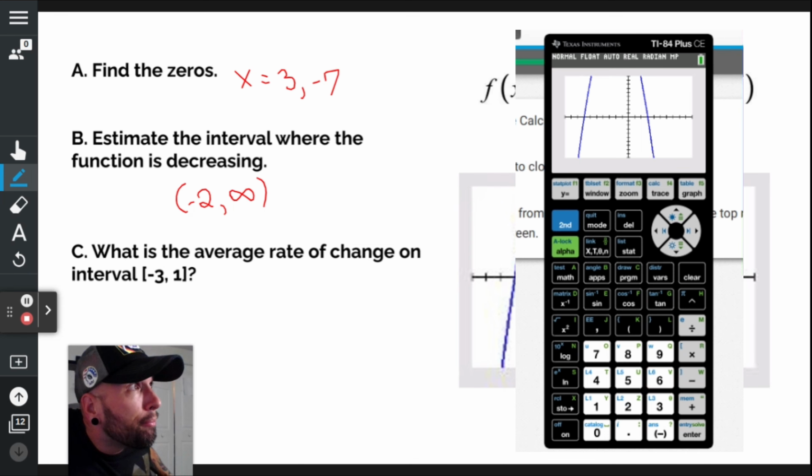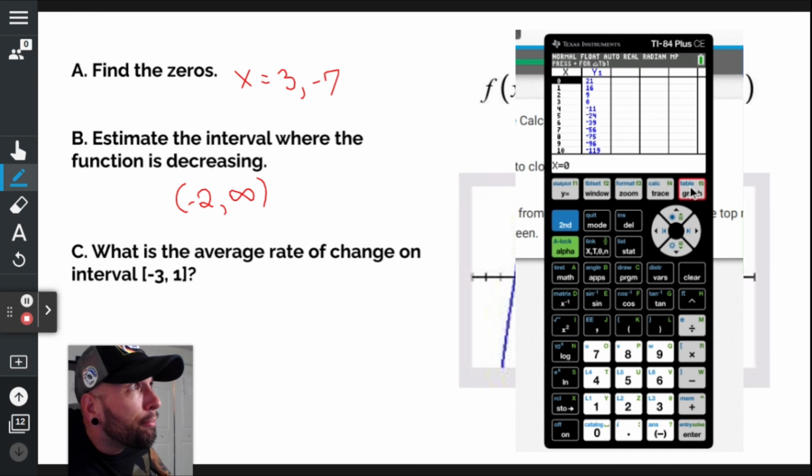Here's an issue though. If I'm trying to find where action happens in between negative 3 and 1, I have no clue what's happening at negative 3 because it's way off screen. I need to find what's going on at negative 3 when I plug in negative 3. So here's an option. If I go to second table, I can find out what's going on when x is negative 3. Right now, I can't see it. But if I scroll up a little bit, I know that when x is negative 3, f of negative 3 is going to be 24.